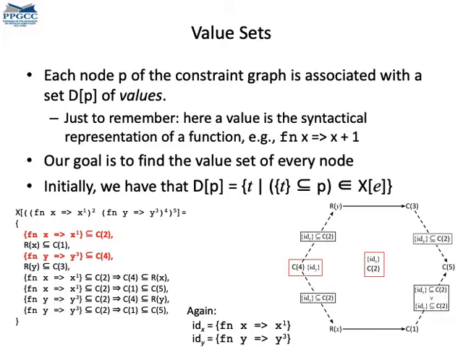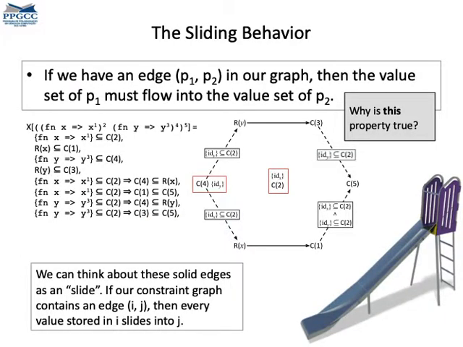Just to avoid having to say fn of x is x all the time, I will call this function idx. The same goes for the other function. I will call it idy. Now we need to solve the constraint system.